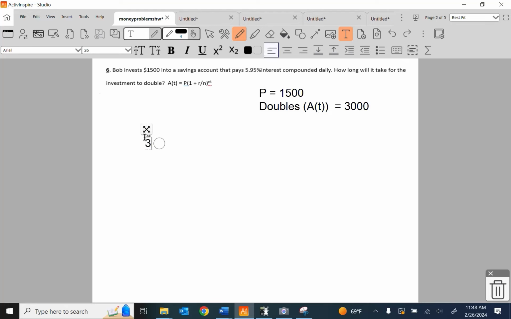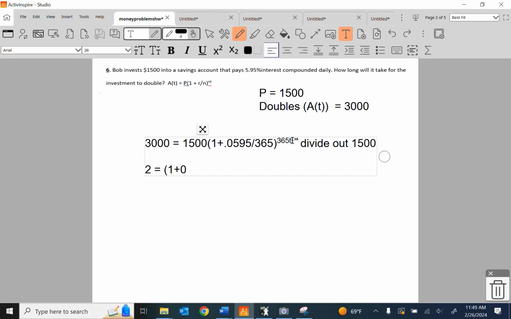So 3,000 equals 1,500 times (1 plus the rate 0.0595, compounded daily, over 365 days in a year), and that gets raised to 365 t, because it's nt, and I don't have a clue what t is, so just t. That's what I know. What I'm going to do is divide out the 1500. I'll have 2 equals that big old funky looking thing.